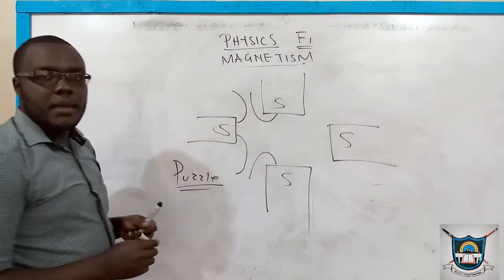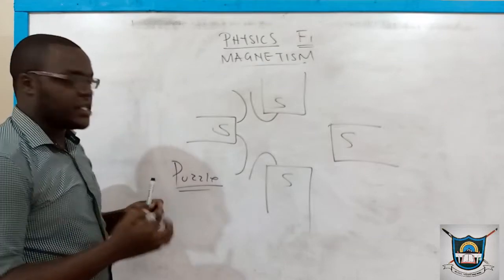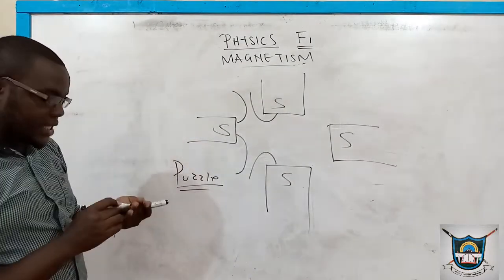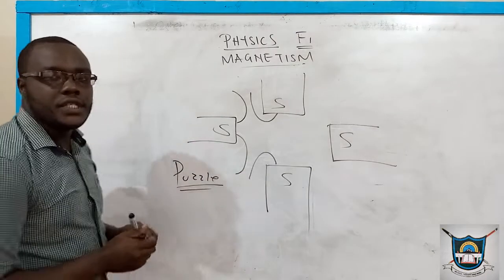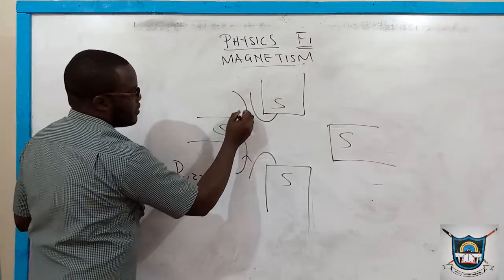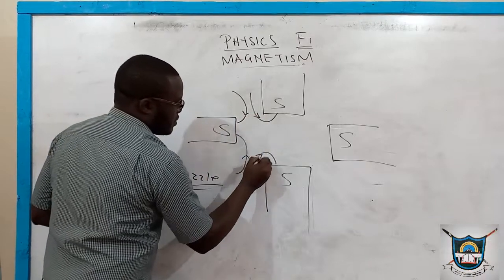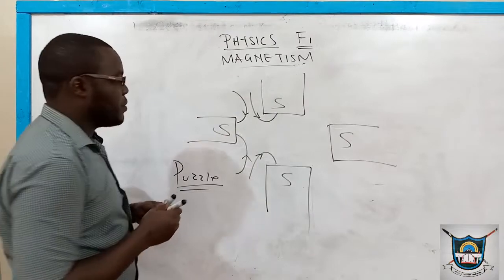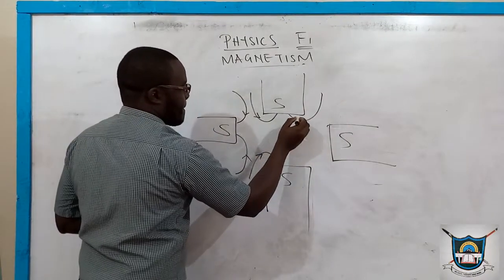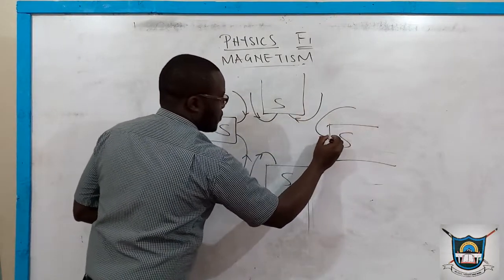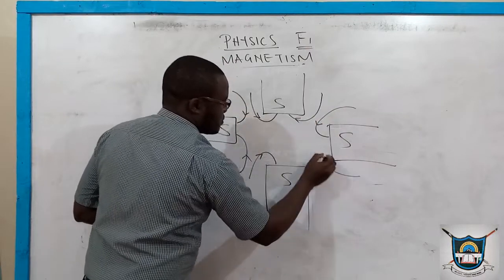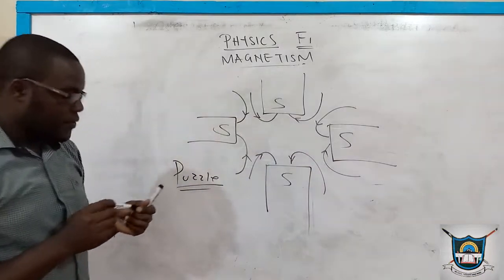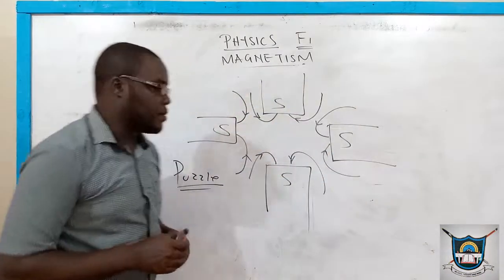You notice that my magnetic field patterns are not crossing. And we have also said that field patterns come from north into south. Therefore, my magnetic field patterns will enter into the south pole. I repeat the same for each other south pole.